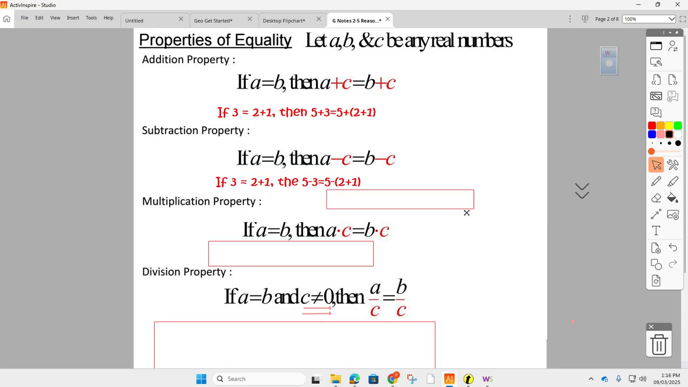So everything that's up here should be on your paper. So you're all writing the black and the red. If 3 equals 2 plus 1, then 5 minus 3 equals 5 minus 2 plus 1, because those are equal expressions. Forgot an equal sign there.